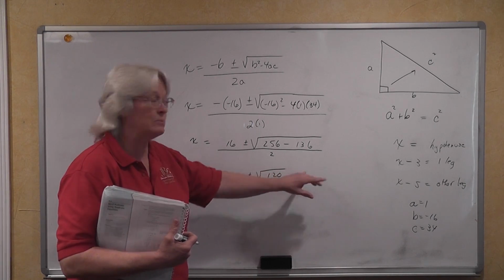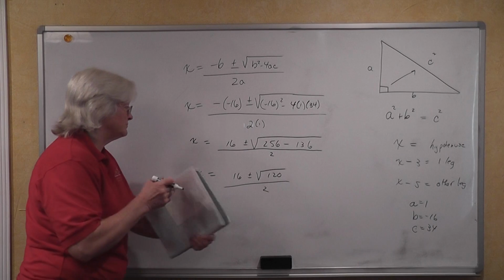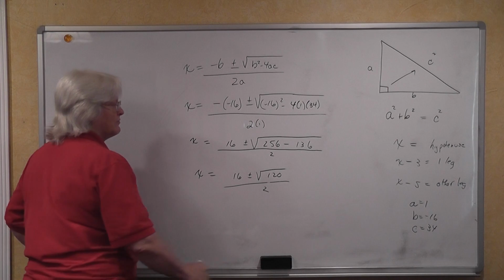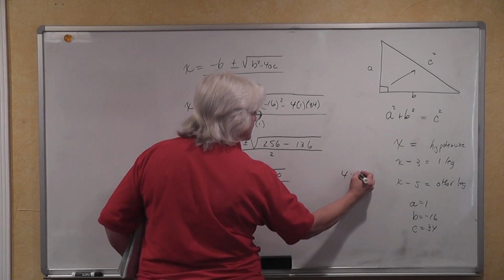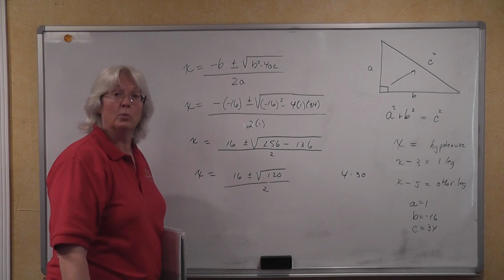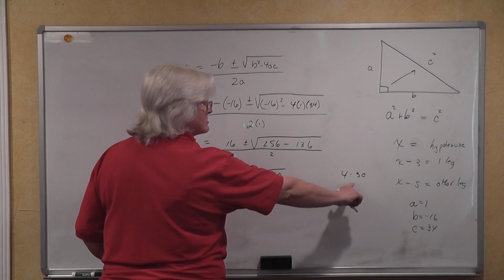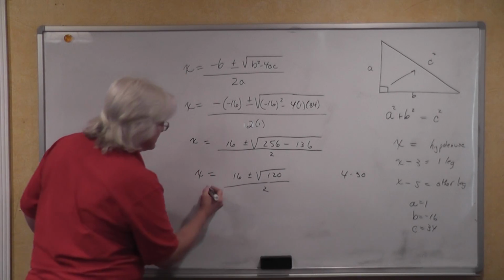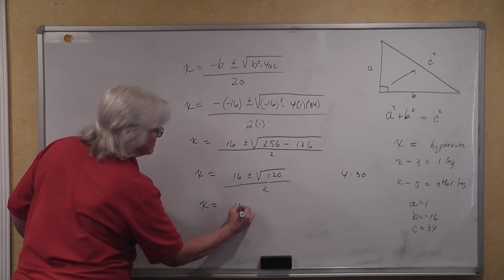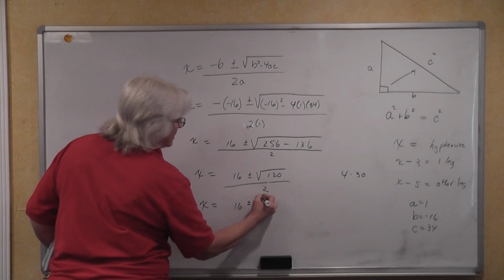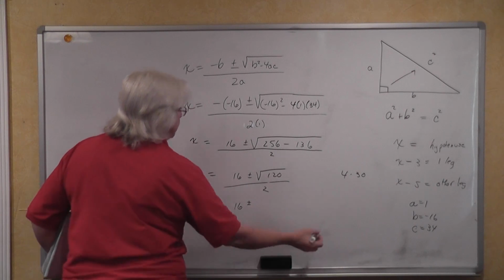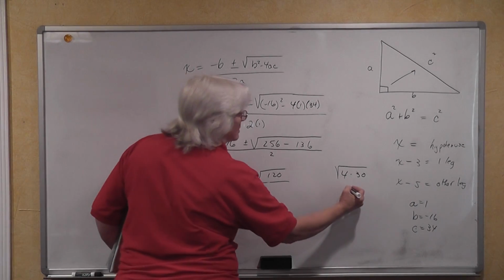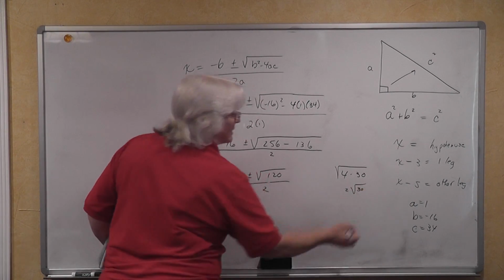We want to go ahead and simplify that radical. Are there any perfect powers under there? Yes, there are. We have 4 times 30 is equal to 120. 4 is a perfect square. 30 is equal to 5 times 6. Nothing you can do there. So x is equal to 16 plus or minus the square root of 4 times 30 is 2 times the square root of 30.